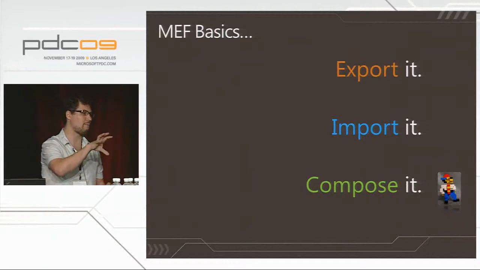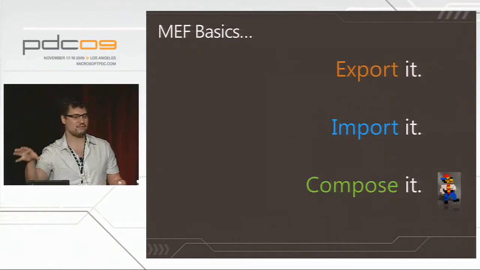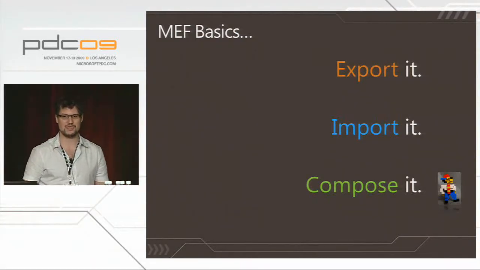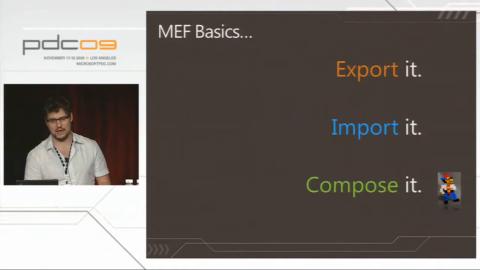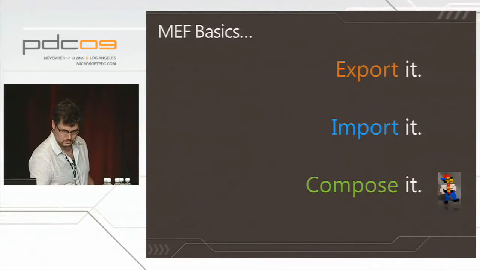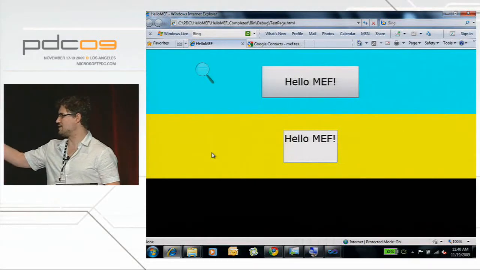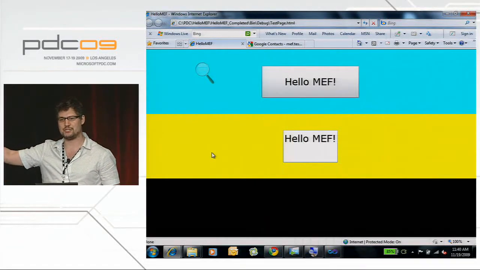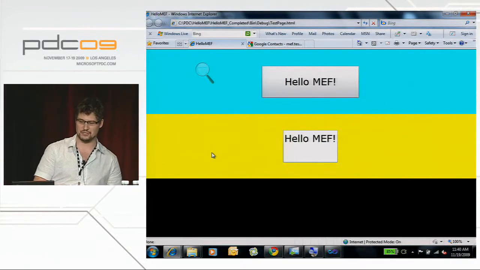Finally, there's composition. Composition means that now I've got all these different things available. MEF knows what those things are. Put them together. And putting them together is what you're seeing in that UI that I showed. Putting together means that this UI now has discovered these widgets, put them on the screen, everything's ready to go. And that's called composition.